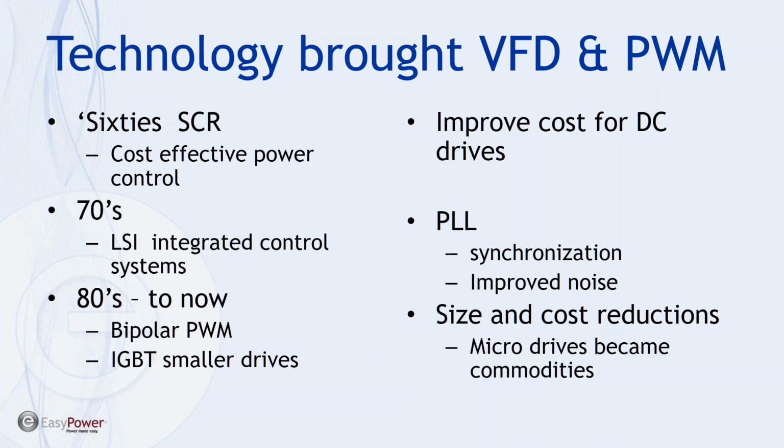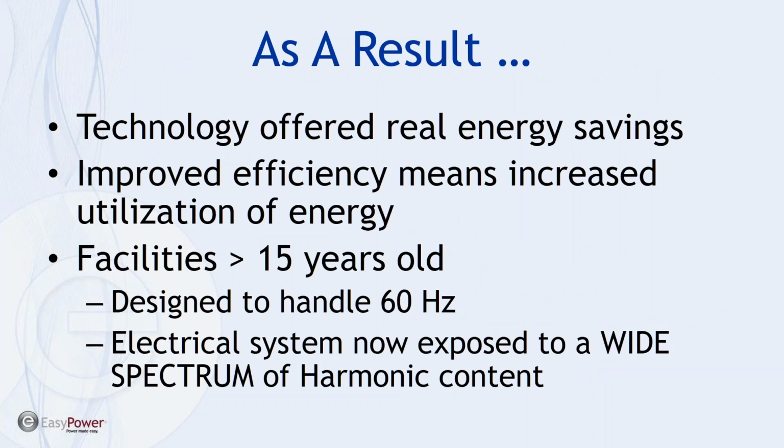which allowed industry now to develop smaller drives. What at one time a 10 horsepower motor could have weighed 30 or 40 pounds and taken up a fair amount of space now becomes small to the point that the same amount of torque or energy could be delivered by something that can be carried around in one hand. So as a result, technology has offered real savings, and that improved efficiency really means that more energy is being utilized.